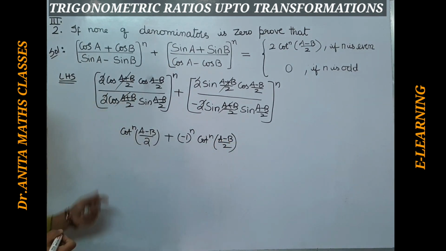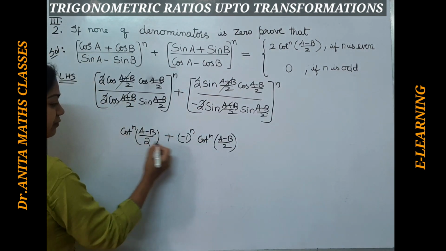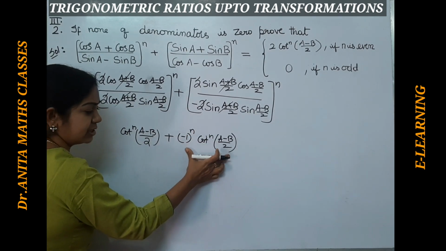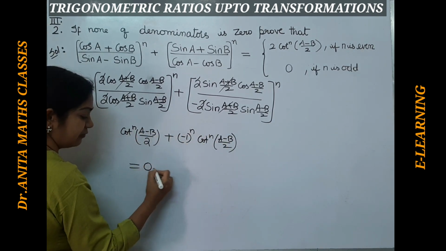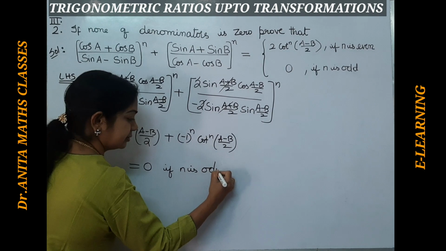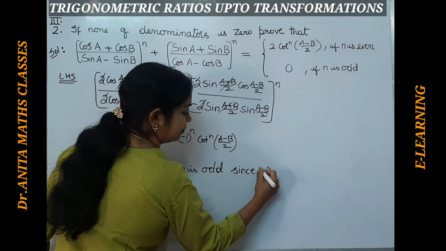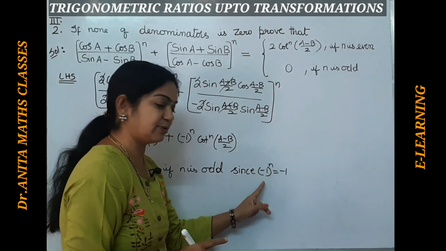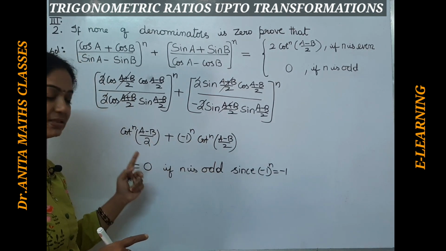We got this. Now we are going to substitute the n value if it is odd. If n is odd, the complete thing becomes minus of cot^n here plus cot^n, both get cancelled, and we get 0. Why? Because (−1)^n will become −1 only when n is odd. Suppose you take 3, (−1)^3 is −1. So this becomes minus and plus gets cancelled and you get 0.